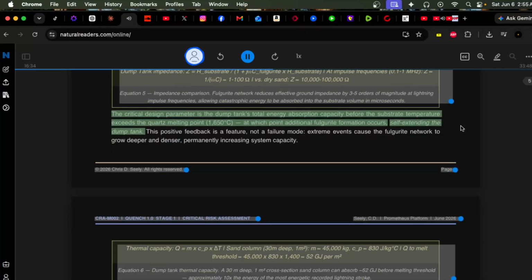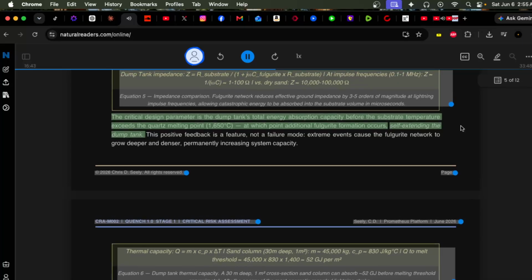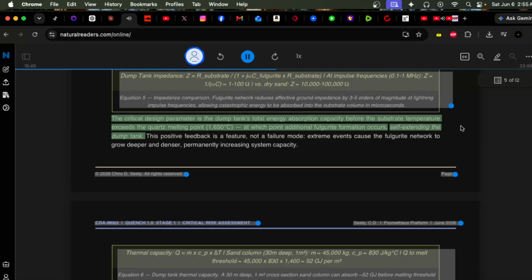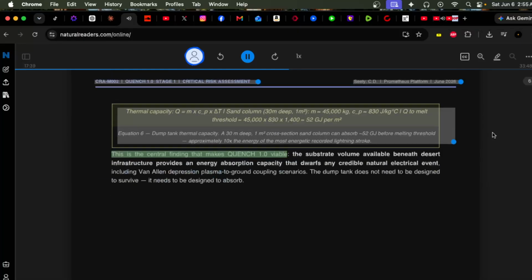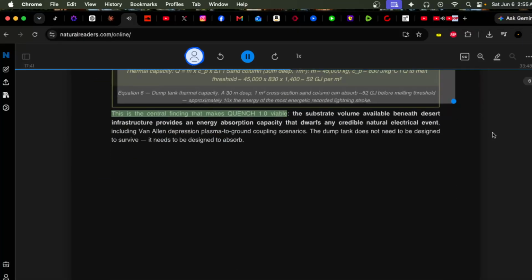The physics: The critical design parameter is the dump tank's total energy absorption capacity before the substrate temperature exceeds the quartz melting point, at which point additional fulgurite formation occurs, self-extending the dump tank. This positive feedback is a feature, not a failure mode. Extreme events cause the fulgurite network to grow deeper and denser, permanently increasing system capacity. This is the central finding that makes Quench 1.0 viable.